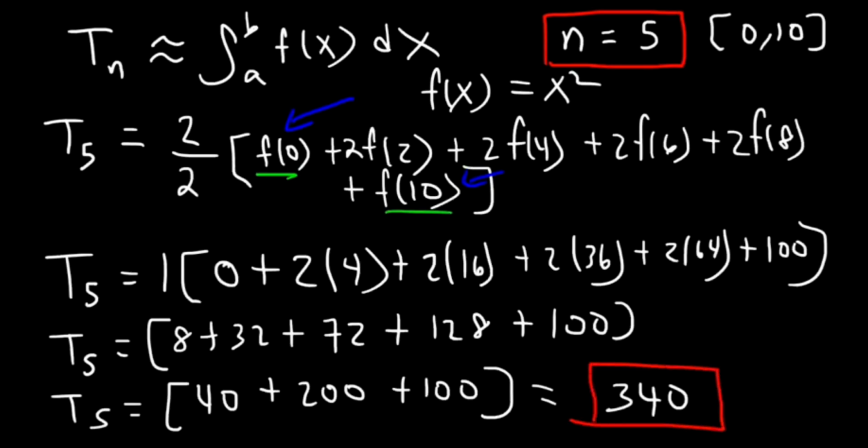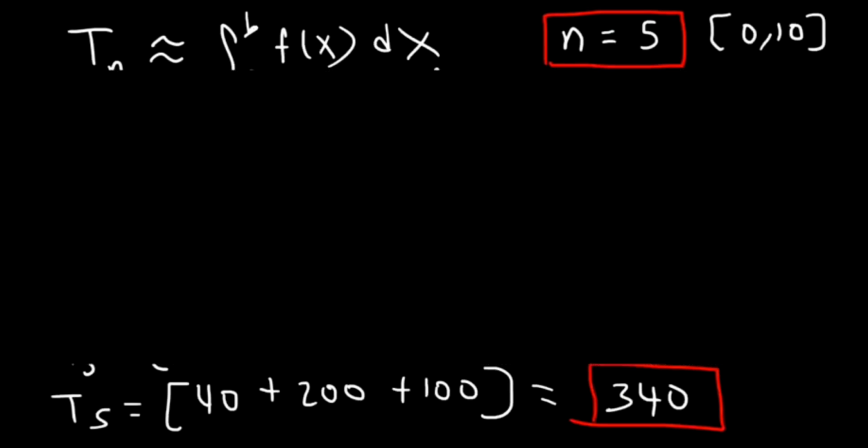Now 8 plus 32, that's 40. 72 plus 128, that's 200. And 200 plus 100 is 300, plus 40. This will give us 340. So that's the approximate area under the curve.